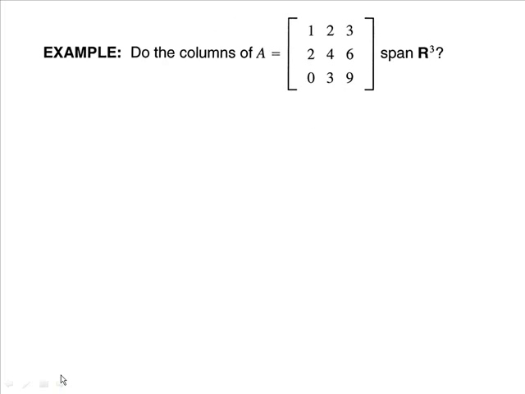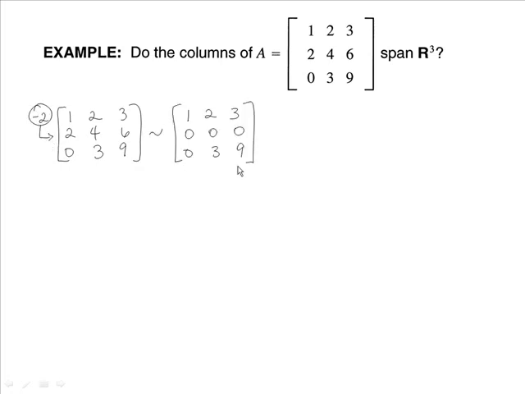Looking at this example, we want to answer the question, do the columns of A, which is a 3 by 3 matrix, span R3? So we'll begin to row reduce, and we'll multiply the first row by -2 and add it to the second row. And we get this matrix.